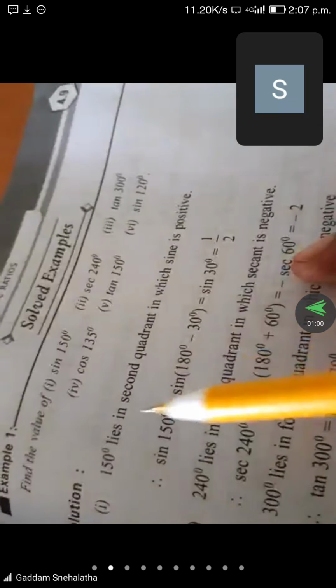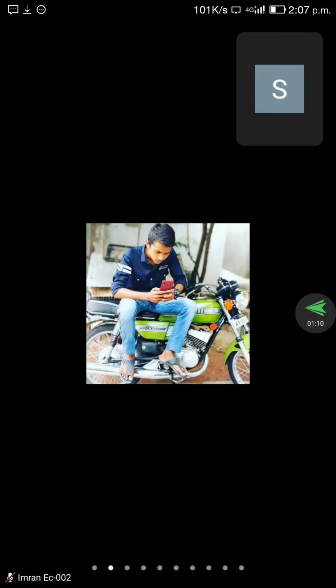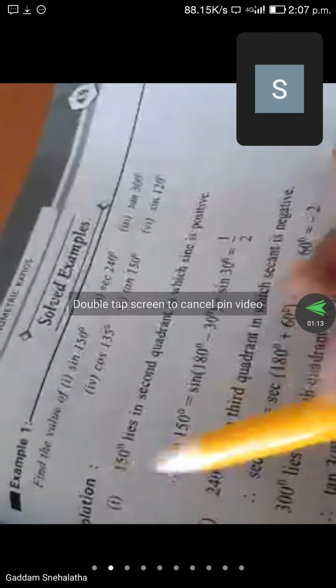So 150 degrees lies in the second quadrant in which sine is positive. So we have to take sine only. Sine and cosec both are positive, but the given question is in sine, so sine is positive. So sine 150. 150 we can write as 180 minus 30. Yes, 180 minus 30 is 150.